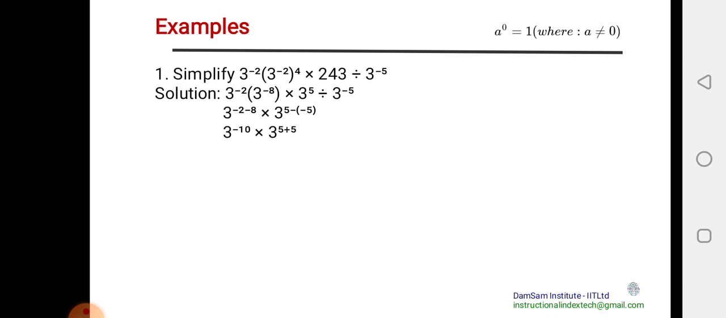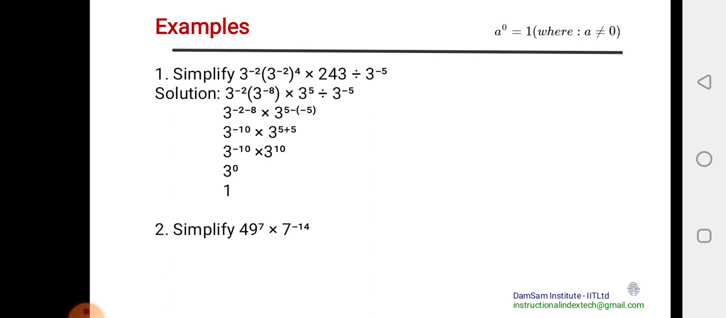Then 5 minus negative 5 becomes 5 plus 5, which is going to be 10 as well. So when we have 3 raised to power negative 10 times 3 raised to power 10, we can operate those two together, meaning that negative 10 plus 10 becomes 0. And when we have 3 raised to power 0, it becomes 1.